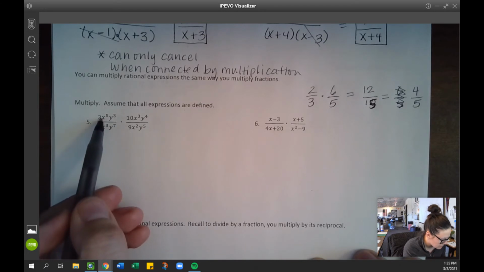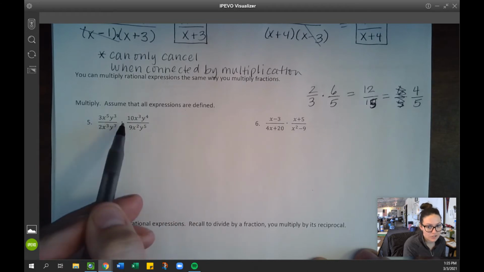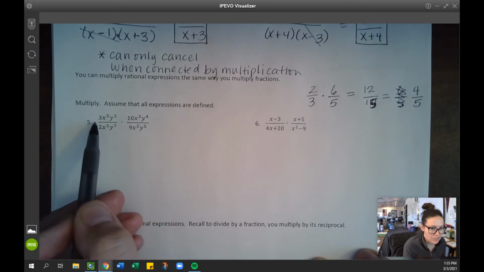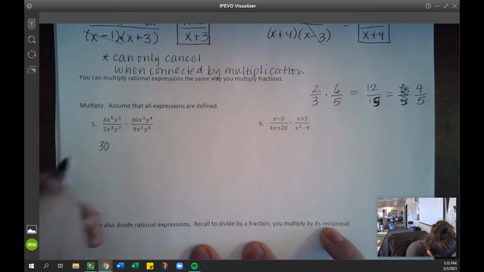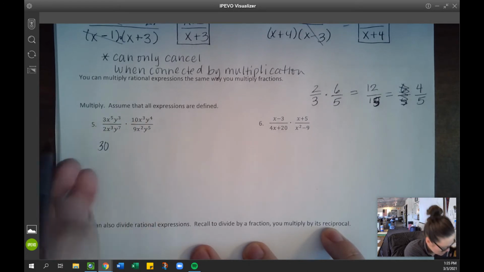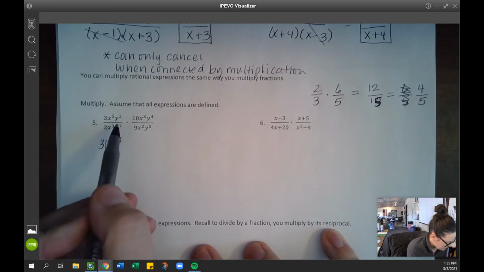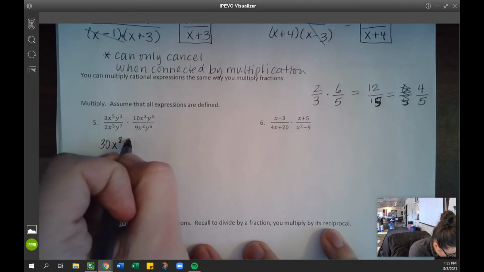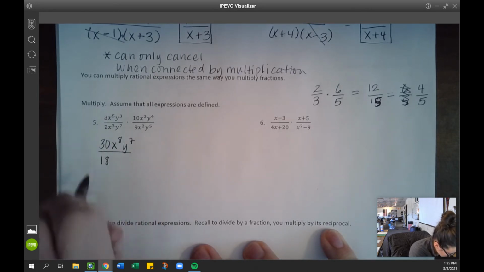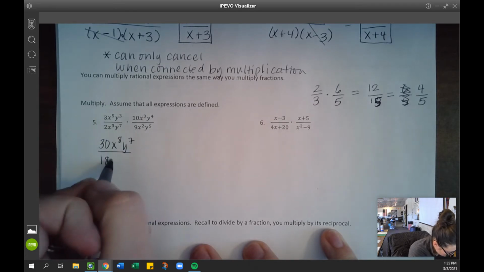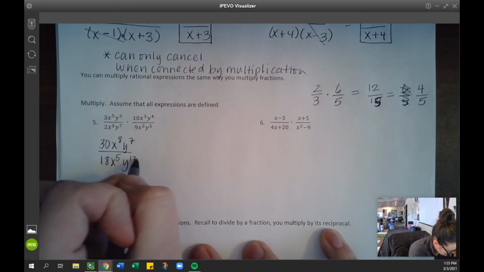So let's multiply across. These are monomials. I cannot factor this at all, so we're just going to go ahead and multiply across. 3 times 10 gives me 30. X to the 5th times x cubed is going to give me x to the 8th because we add exponents. Y cubed times y to the 4th gives me y to the 7th over 2 times 9 is 18. X cubed times x squared is x to the 5th. Y to the 7th times y to the 5th gives me y to the 12th.